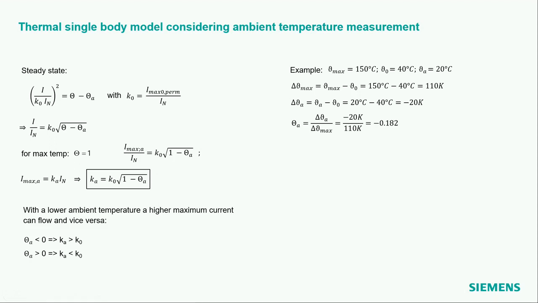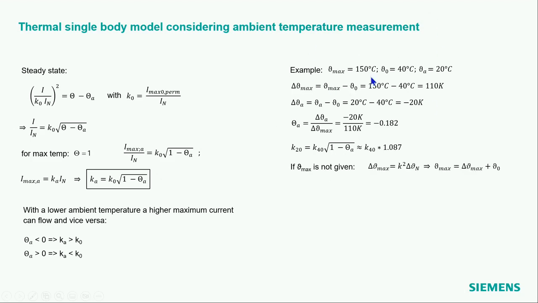If you now go out of that frame and say, no, we have another absolute ambient temperature, we need somehow a relation. What does this mean? Refer to the maximum temperature of the motor. So I need then an absolute value, maximum temperature of the motor here. And then I can make such a calculation.